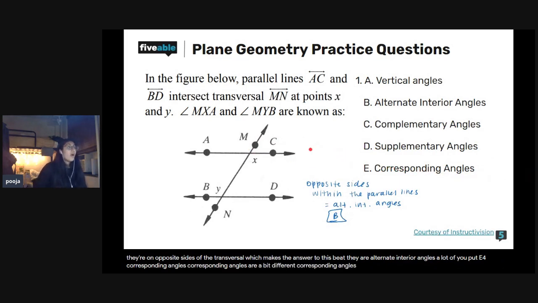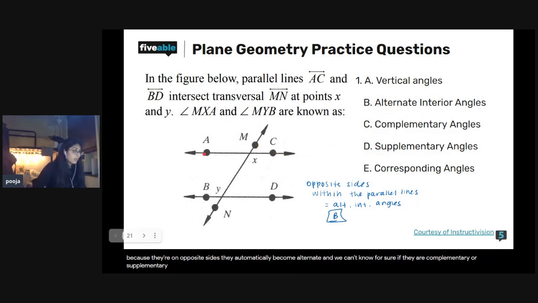Corresponding angles are on the same side, but one is on the exterior and one is on the interior. So if we had an angle up here, and if we had an angle down here, then those would be corresponding angles. But because they're on opposite sides, they automatically become alternate, and we can't know for sure if they are complementary or supplementary because we're not given any information, so we're just going on the location.